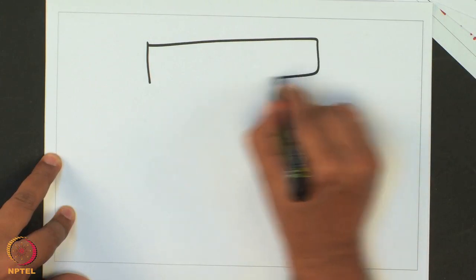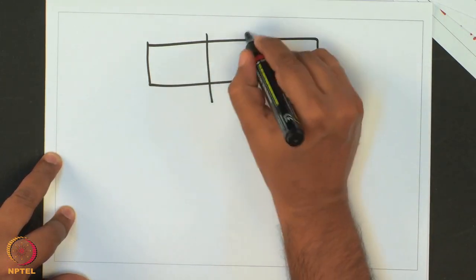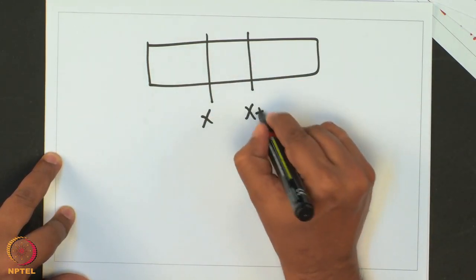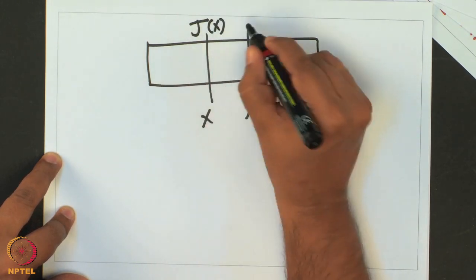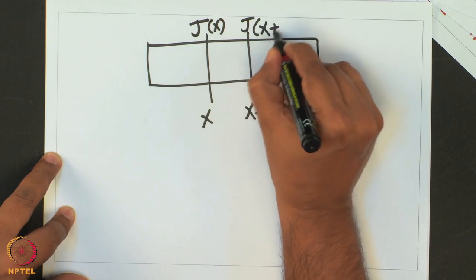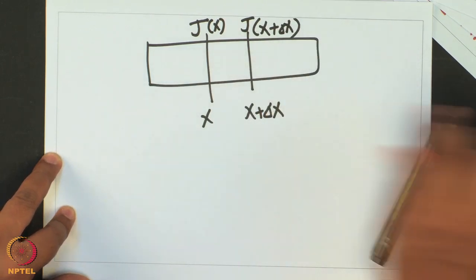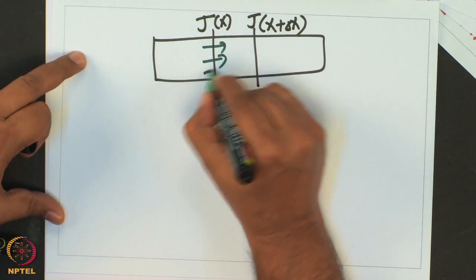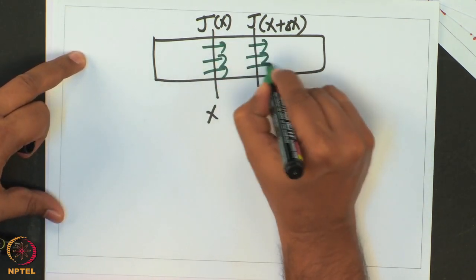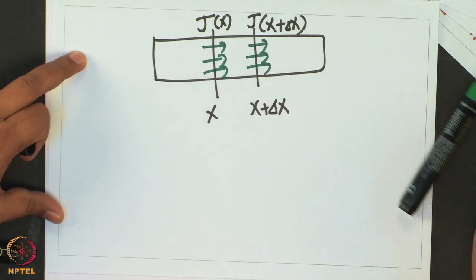Let me write this once more. Let me draw again. We have these 2 points, x and x plus delta x, and we are worried about the flow here, J at x and the flow at x plus delta x, and we are saying that the flow here is exactly equal to the flow here, equal in magnitude, equal in direction.